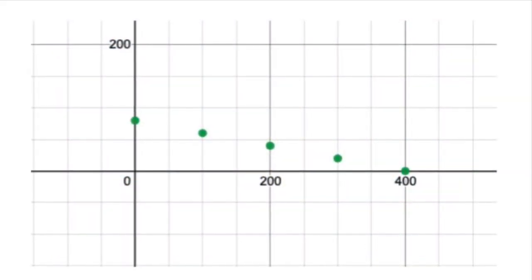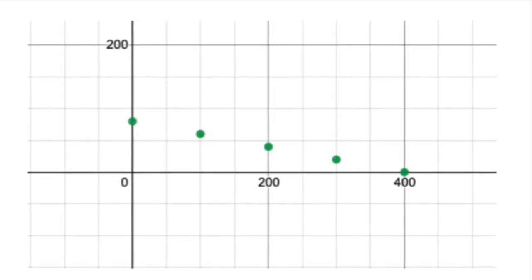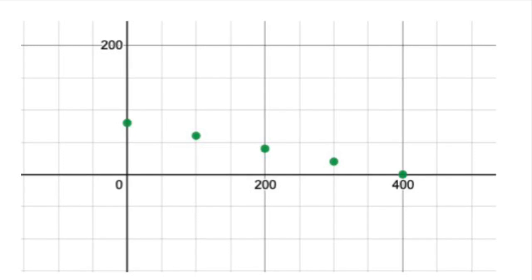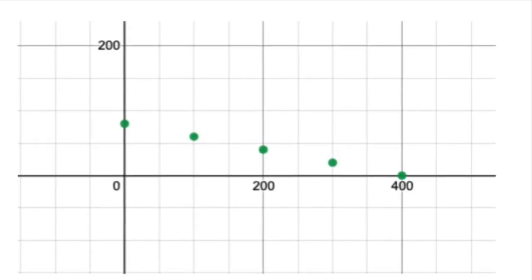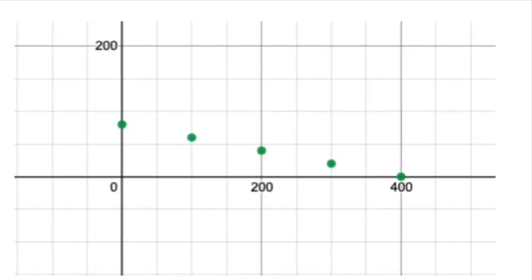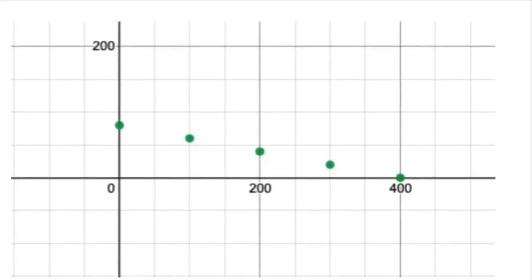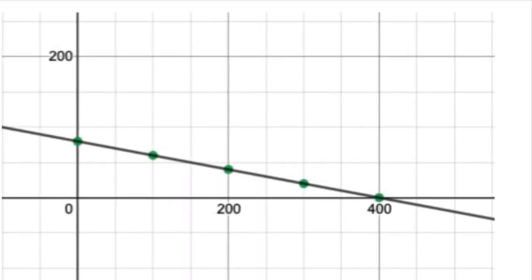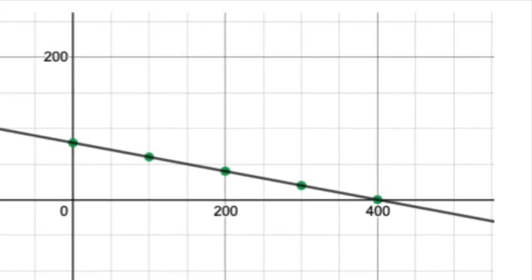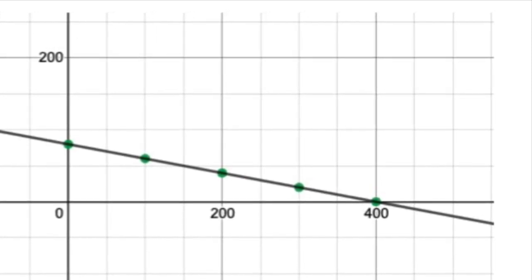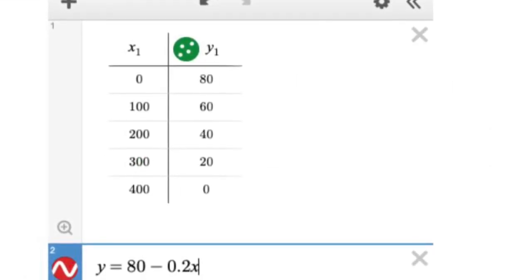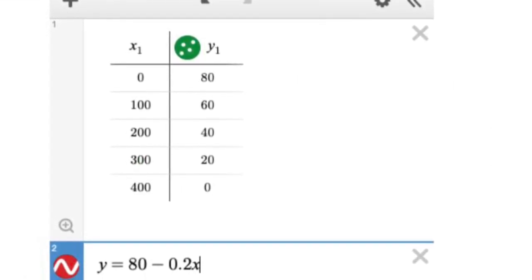So hopefully you've tried to graph it on Desmos, and if you entered your table of values into Desmos, you probably just have these 5 dots on your screen for 0, 100, 200, 300, and 400, and you've done nothing wrong. My graph, however, looked slightly different. There was a line going through it. The only reason that my graph had the line going through it is because I added the equation underneath the table of values in Desmos.